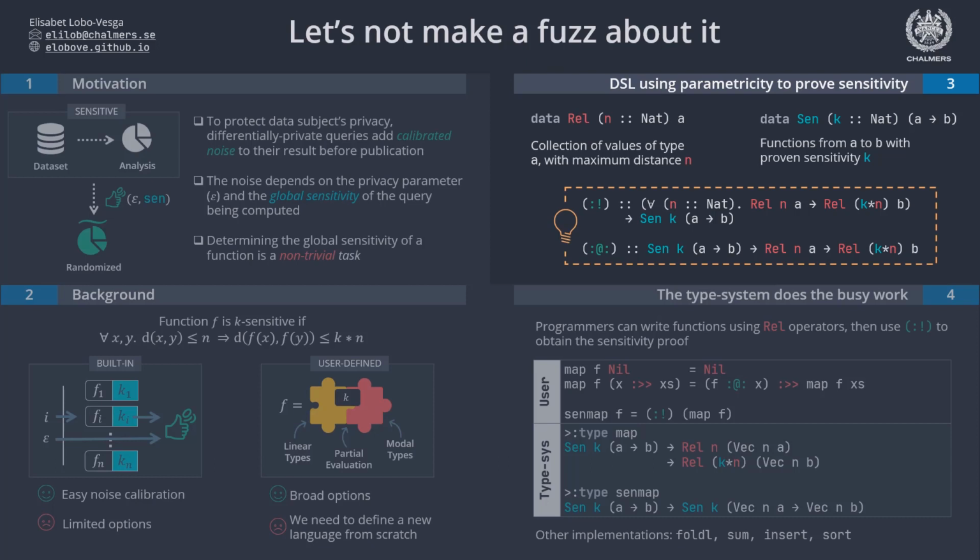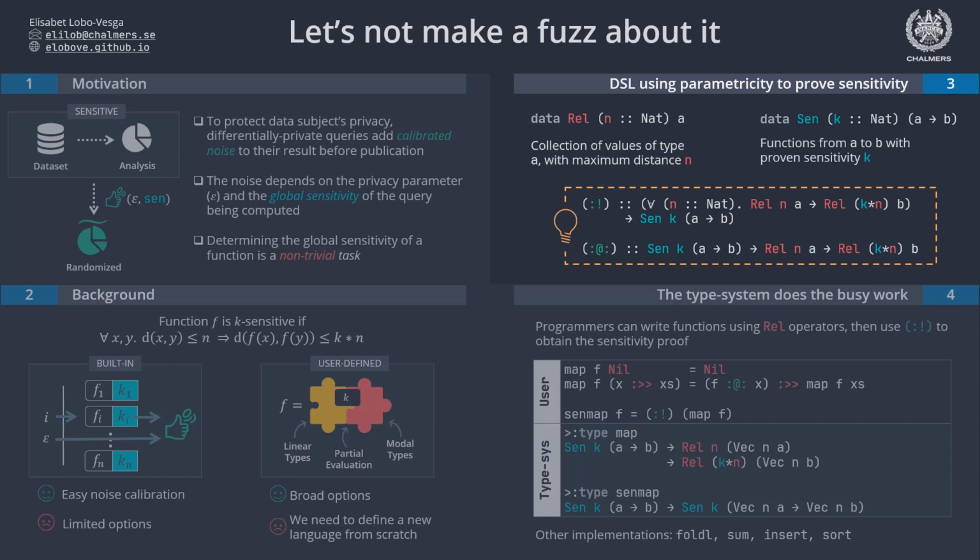The second data type is Sen k (A ⊸ B), representing functions from A to B with proven sensitivity k. To create terms of this type, we need to use operator bang, whose type can be interpreted as: if you give me a function that takes any collection of type A with distance n and returns a collection of type B with distance k times n, then I can produce a function from A to B with proven sensitivity k. If we pay close attention, the type of bang matches the definition of a k-sensitive function. This means that having a proof of sensitivity consists of convincing the type checker. Finally, the operator app is used to apply functions with proven sensitivity to relational values.